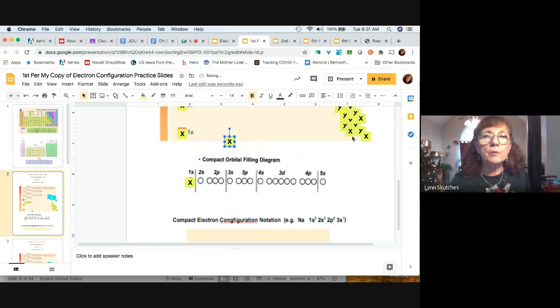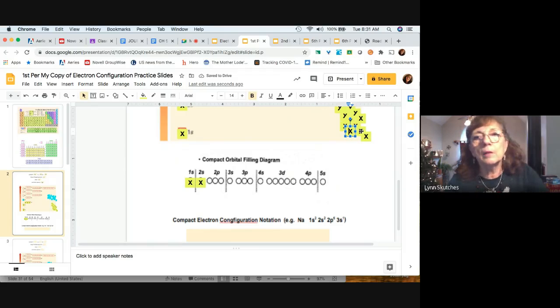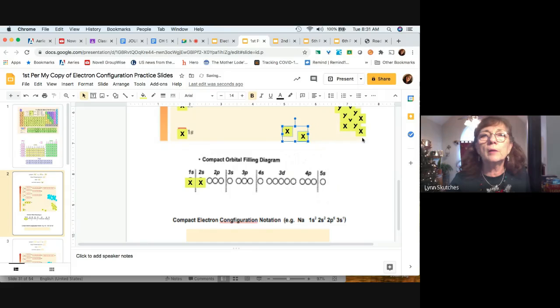Hopefully you're able to do this too. I do want you to have the example on here. And let's do 3 of them. Well, I only got 2, but that's all right.